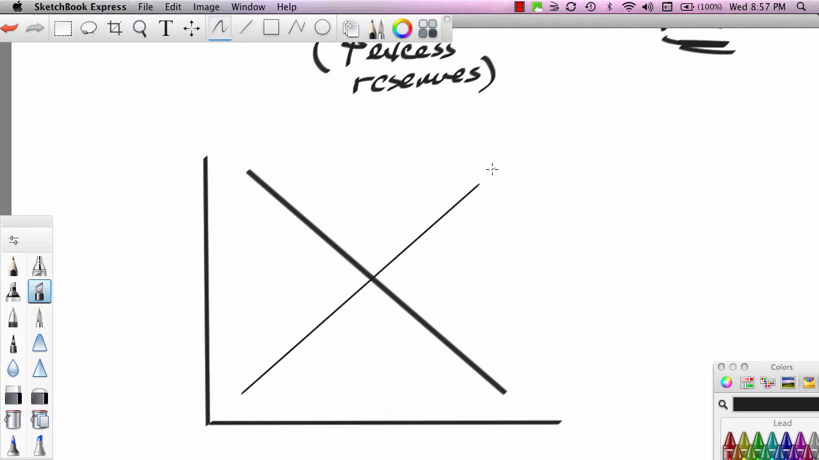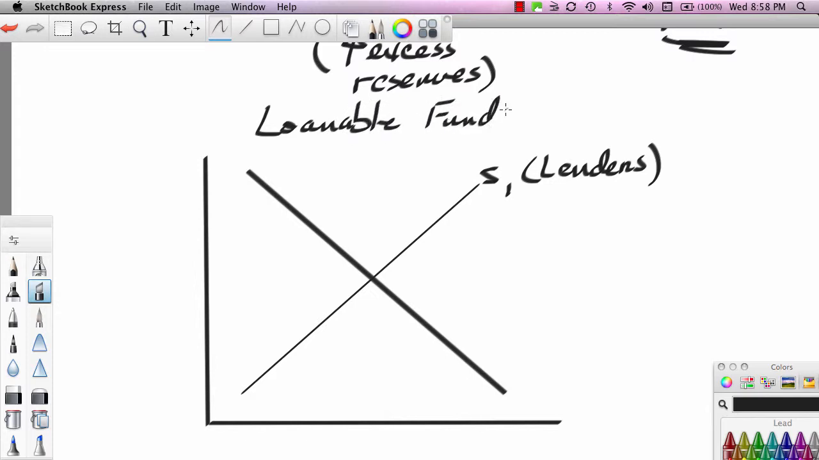And it's a supply one. And who are the suppliers? Lenders. This is loanable funds. This is going to actually be an interest rate. This is going to be a percentage interest rate. This is going to be the quantity of loanable funds in dollars.